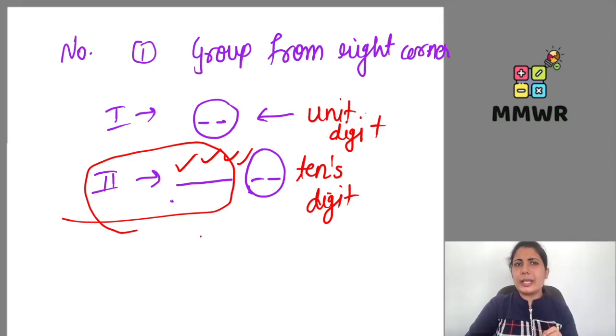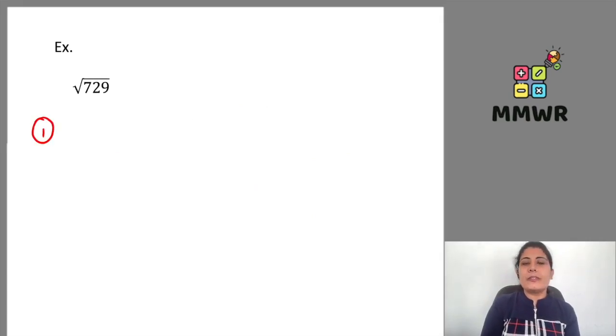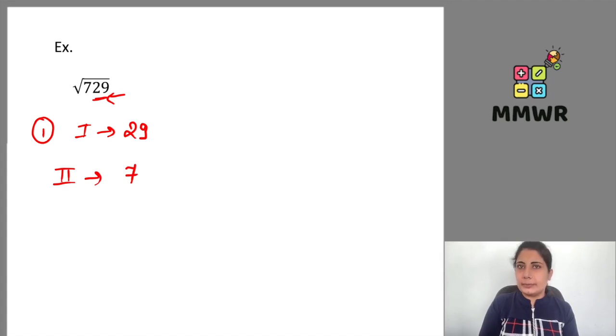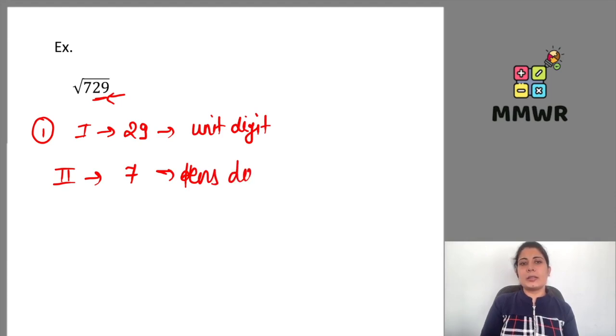So without looking at many more things, we'll just move to the example now so that we will understand it better. First thing we will do, we'll make the group. How do we make the group? From the rightmost corner. So here we have 729. As I go from the rightmost corner, I will get two digits at the end. So the first group will be 29 and the second group will be the lone 7. This is going to help me get the unit digit, right? And this is going to help me get the tens digit.